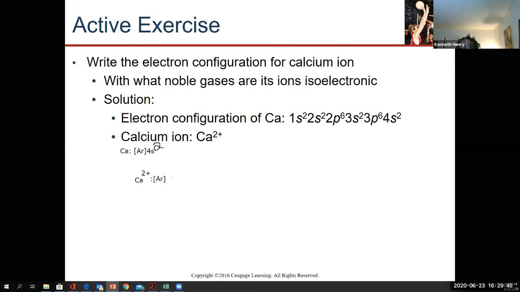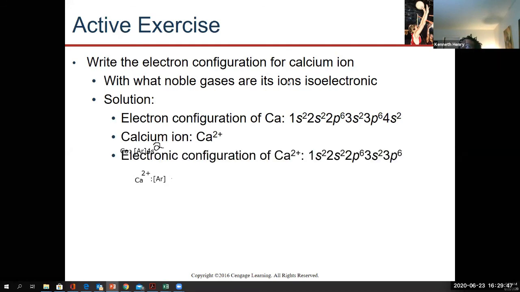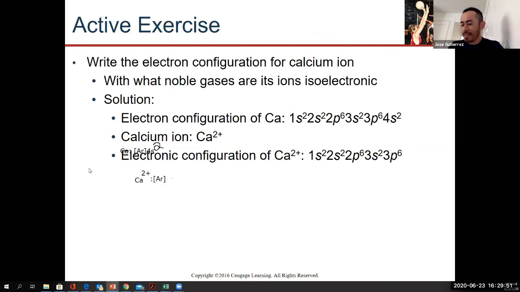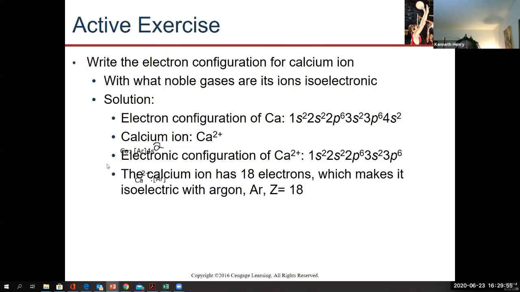You guys are so quiet, you're worrying me a little bit. Oh, the original way, there you go. Okay, since it's exactly argon, it would be considered isoelectronic to argon, which in this case has the same number of electrons as that calcium ion. Piece of cake? Yes. Okay.